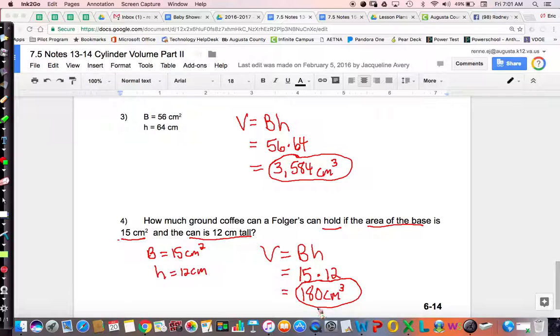So that concludes part 2 on volume of a cylinder, and it just looked at a different way to write the same formula. So just remember, if they ever give you the base of the circle, all you have to do is multiply by the height to get the volume.